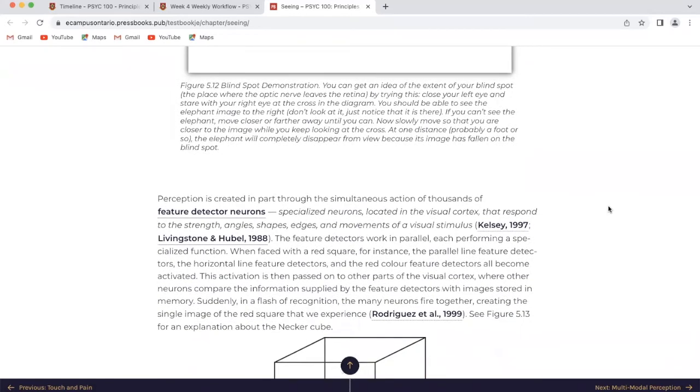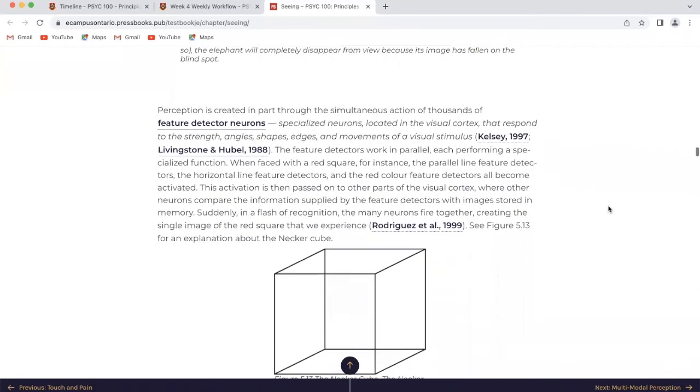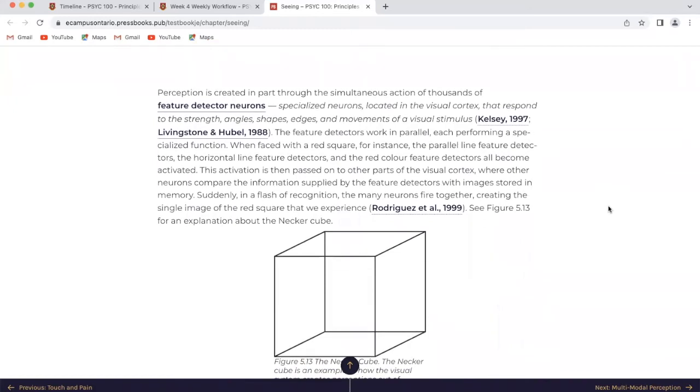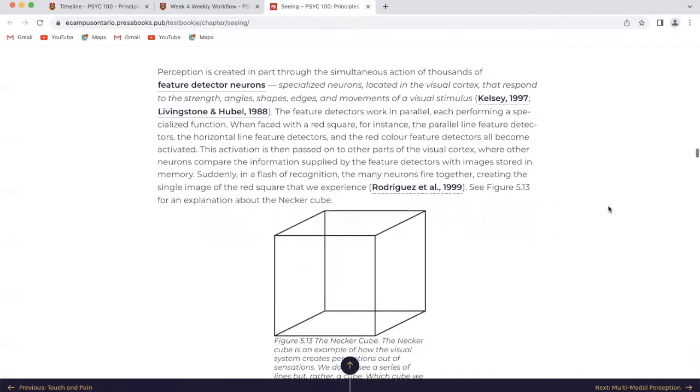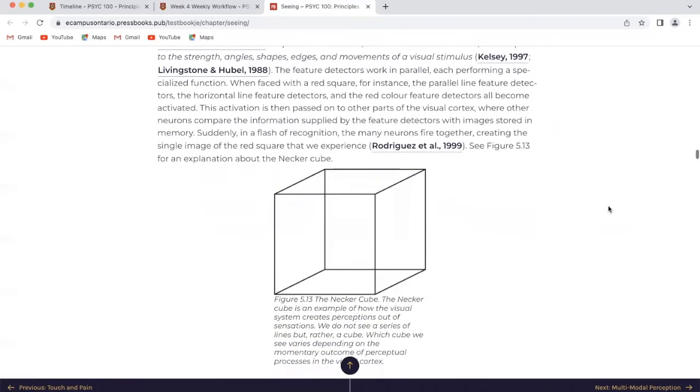Perception is created in part through the simultaneous action of thousands of feature detector neurons, specialized neurons located in the visual cortex that respond to the strength, angles, shapes, edges, and movements of a visual stimulus. The feature detectors work in parallel, each performing a specialized function. When faced with a red square, for instance, the parallel line feature detectors, the horizontal line feature detectors, and the red color feature detectors all become activated.